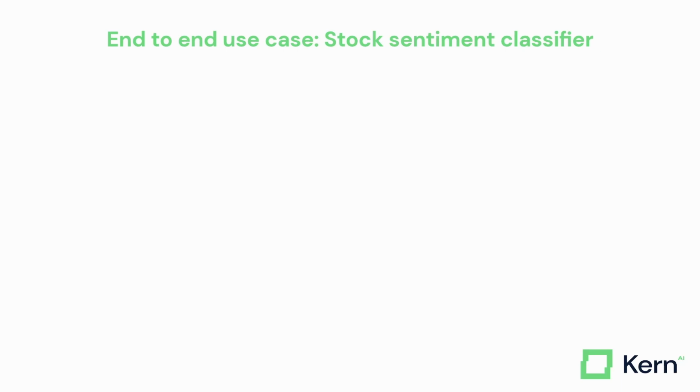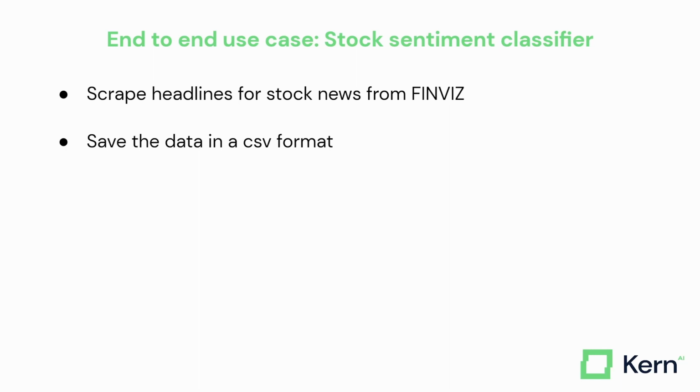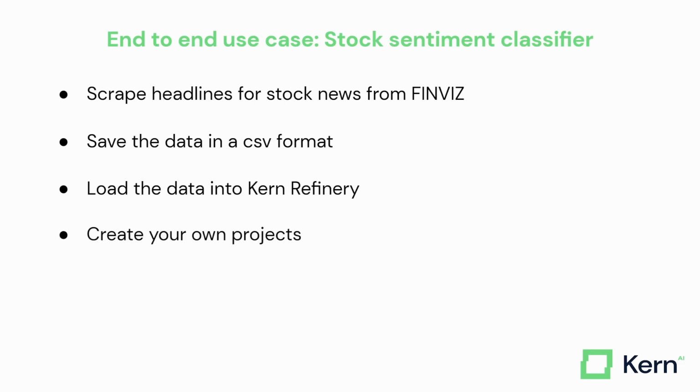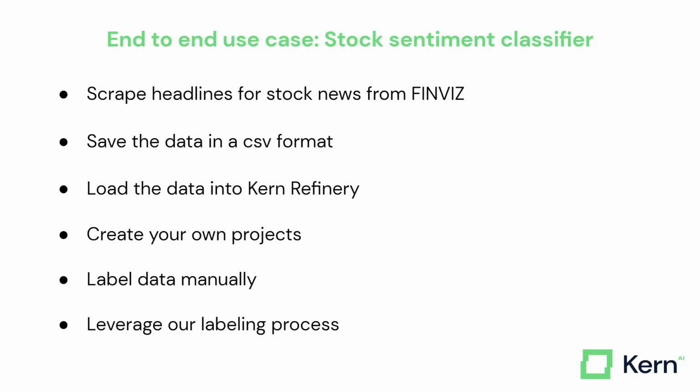So let's check out what's on our agenda for this video. First of all, I'm going to show you how you can scrape headlines for stock news from a website called FinViz, which is a very cool site for finding news related to stocks and finance. And we are going to save that scraped data in a CSV format. We are then going to take that data and load it into the Kern Refinery, which is our main tool for labeling data. I'm also going to show you how you can set up your own project and how you can get started. And I'm going to guide you through the whole labeling process, which first of all includes some manual labeling, but not too much. Don't be afraid, because I'm also going to show you how you can leverage the whole labeling process with our Kern Refinery.